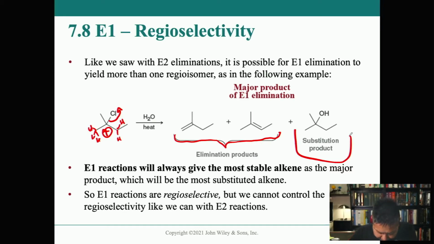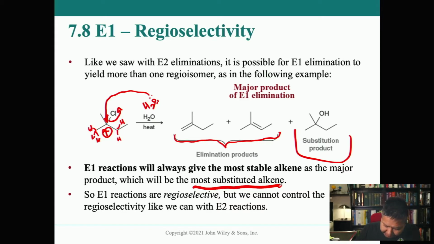substitution product, right? Substitution product. If we had the water just come over here and do a substitution reaction, nucleophilic attack substitution reaction. So E1 reactions will always give the most stable alkene as the major product, which is the most substituted alkene.